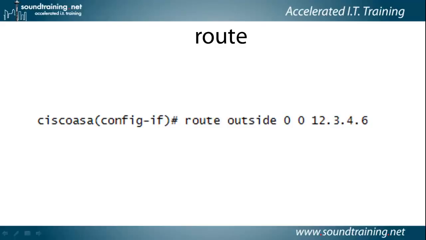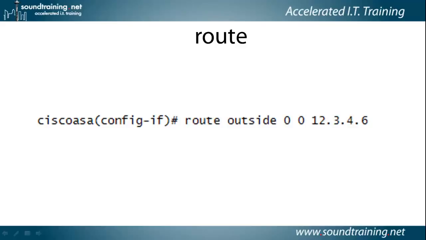So we use the route command, and then we say that we're going to use the outside interface, and the 0 and 0 is simply shorthand for 0.0.0.0 and 0.0.0.0, meaning any address that we don't know what to do with otherwise, that's not in our routing tables otherwise. We want to send it to our default gateway at 12.3.4.6.